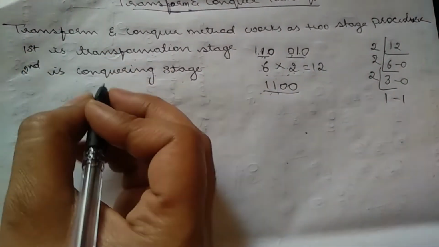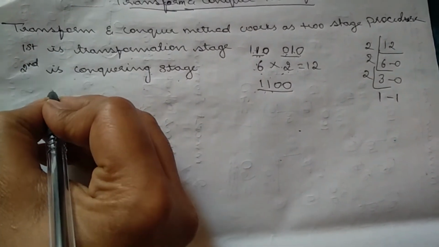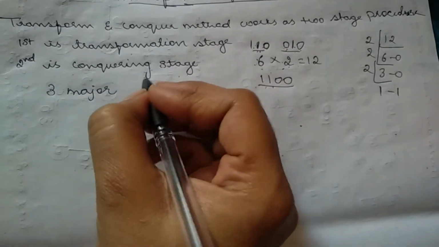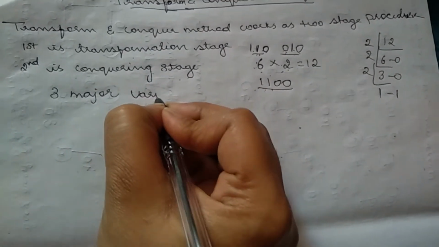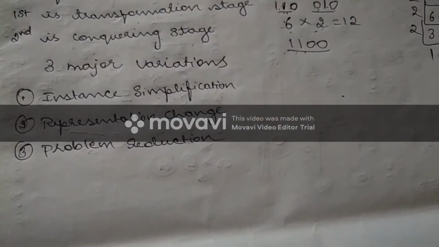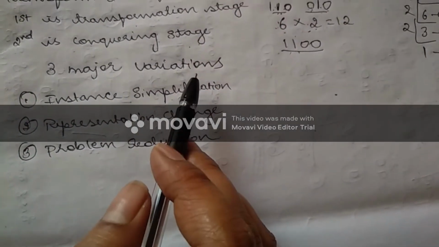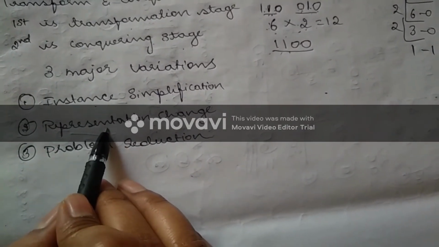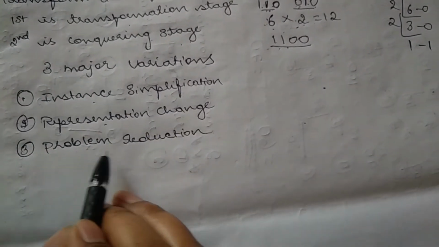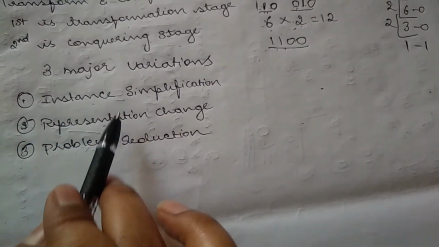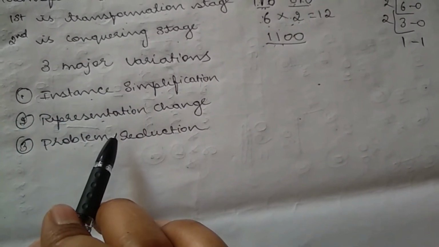Fine. Here in this transform and conquer, we have three major variations. The three major variations of the transform and conquer technique are instance simplification, representation change, and problem reduction. Okay, by using these three techniques, you can perform transform and conquer.